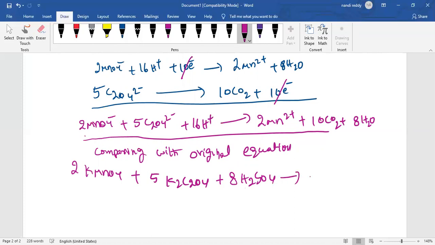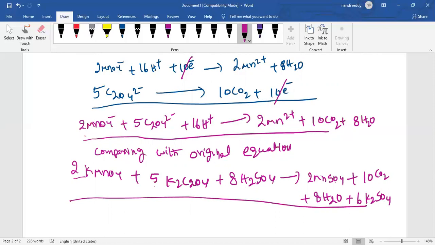Gives rise to 2 Mn2 plus, meaning MnSO4 that is present, plus 10 CO2 plus 8H2O. Then how many potassium here? Can you check it? Here total is 2 potassium and here 10, total 12. I can write 6 K2SO4 because that is also converted into SO4. Now check the total sulfates. You can count whether it is balanced or not. Only sulfates are remaining. Here 8 SO4, so here 2 SO4 and here 6 SO4. So everything is balanced. You can check it.